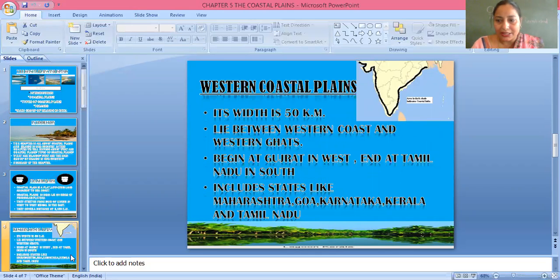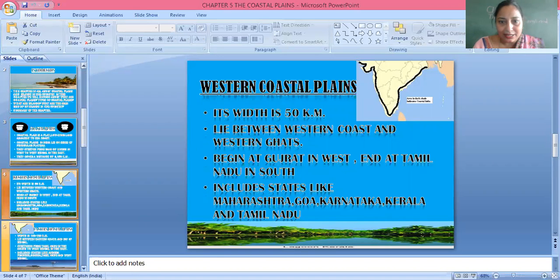Next, western coastal plains. Western coastal plains have a width of 50 km and lie between the western coast and the Western Ghats. This is the Eastern Ghats. They begin at Gujarat in the west and end at Tamil Nadu in the south. The states are Maharashtra, Goa, Karnataka, Kerala and Tamil Nadu. These are all the states in the western coastal plains.